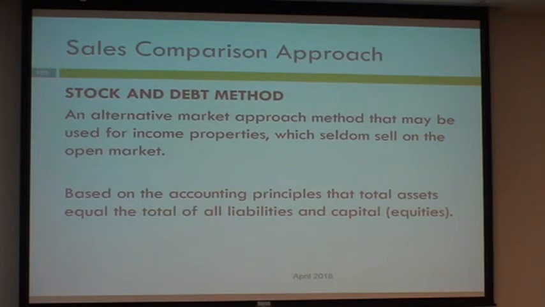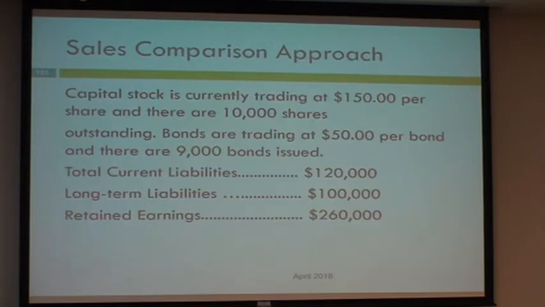The stock and debt method is the same situation. I haven't heard much feedback, but your example on page 81 talks about how they arrive at that. It's an alternative market approach used for income properties which seldom sell. Sometimes they don't sell, but they have stocks and bonds. Based on accounting principles, the assets equal the total liabilities and capital; there's a formula there on page 81. Market value equals value of capital plus liabilities. That might be something you might see, that formula.